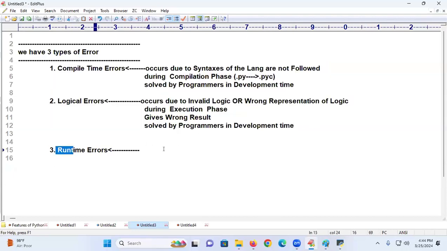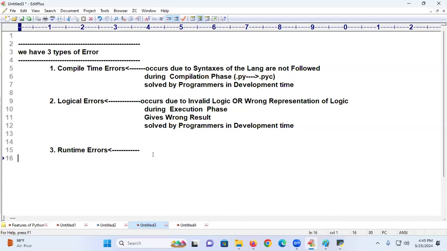Come to what errors? Runtime errors. And while I was writing the classification of errors, I said compile time error. Immediately some girl said runtime errors. Of course, some boys also said. When do you get compile time errors? Due to what? Syntaxes are not followed. Logical errors will come because of what? Invalid logic. Runtime errors will come due to what?